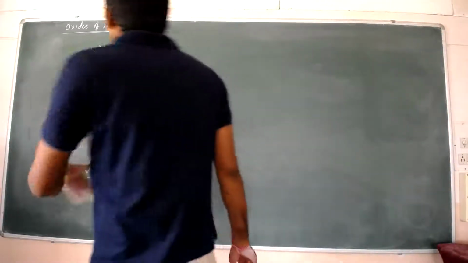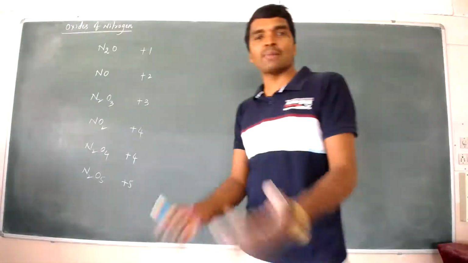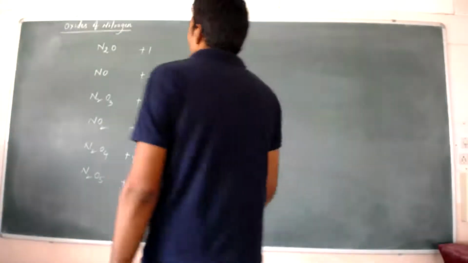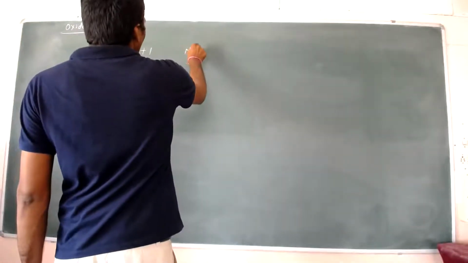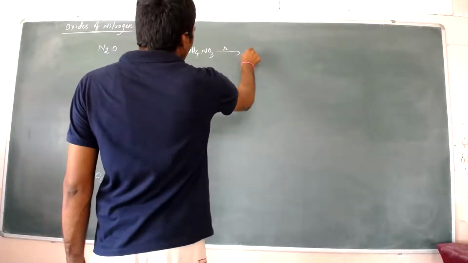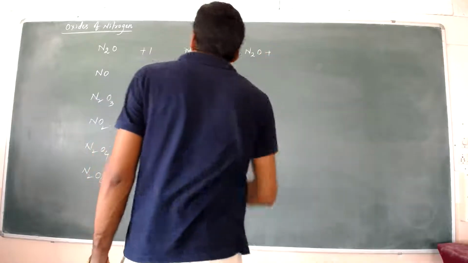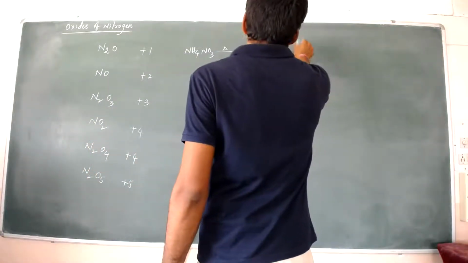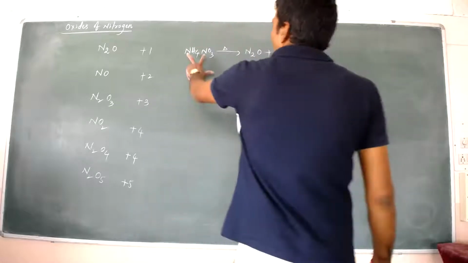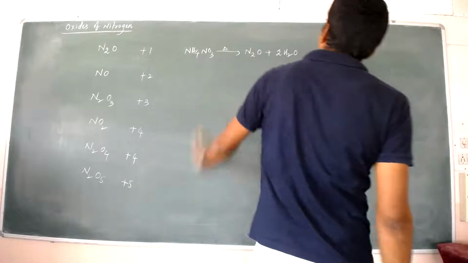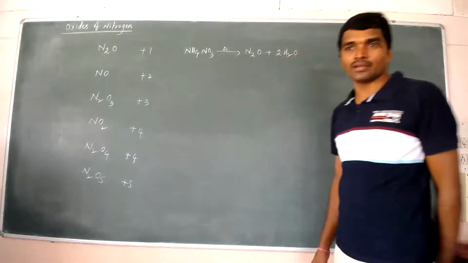So these oxides, how can we prepare them? The preparation is also important to see. We can prepare N2O when ammonium nitrate, NH4NO3, decomposes: N2O plus 2 moles of water will be formed. N2O, laughing gas, will be formed.